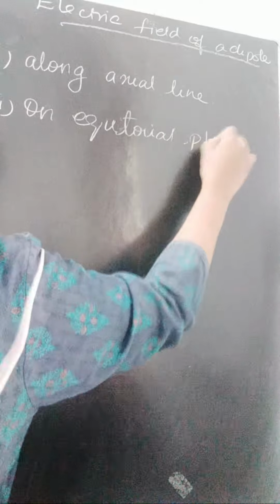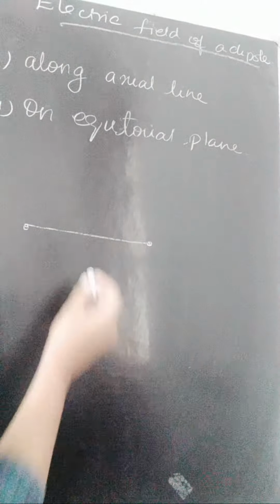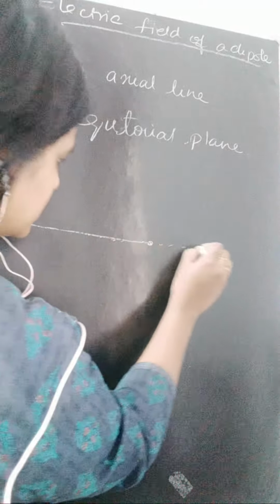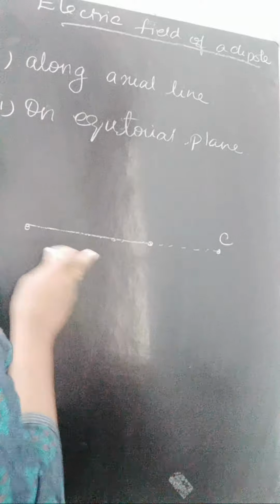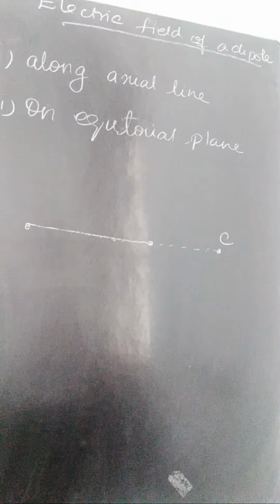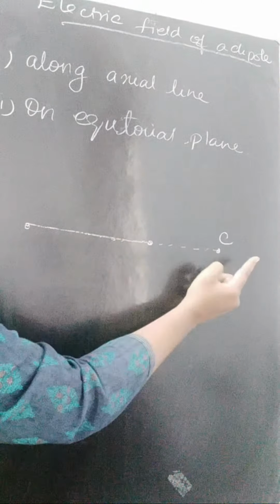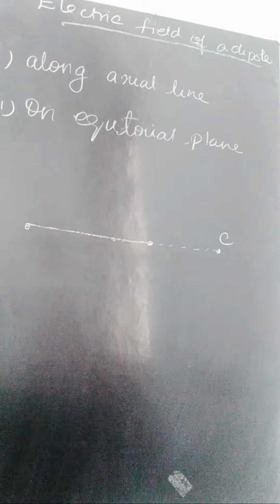You can say equatorial plane. See, if the dipole is lying along the x-axis, we are saying, right? As it is lying horizontally, it lies along the x-axis. If I take the test point on the same axis where my dipole lies, then that is along the axial line of the dipole. The test point we take and the dipole must be on the same axis. So that is called axial line.